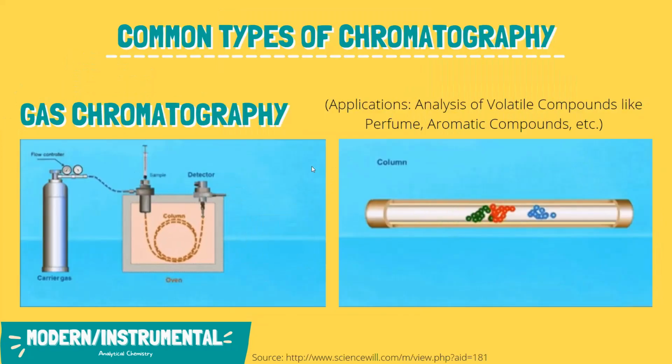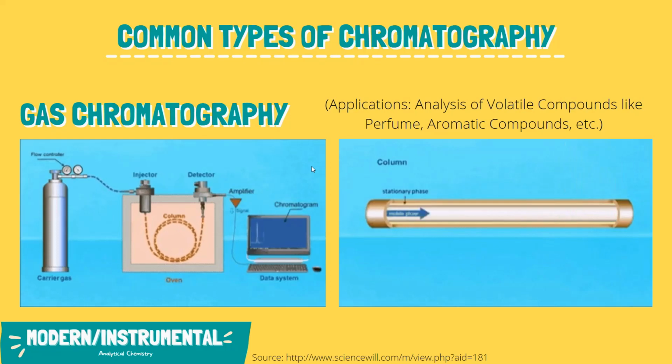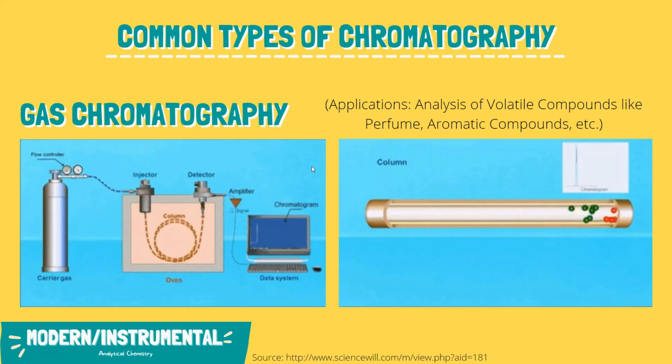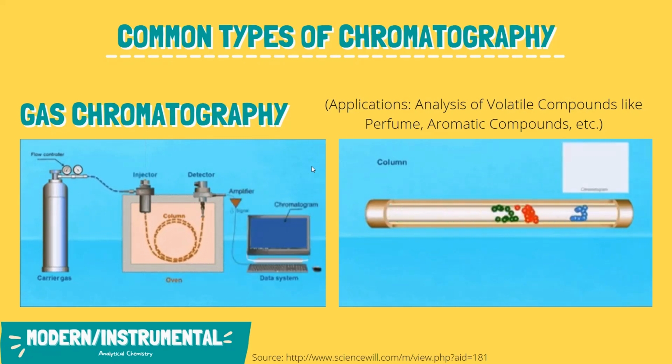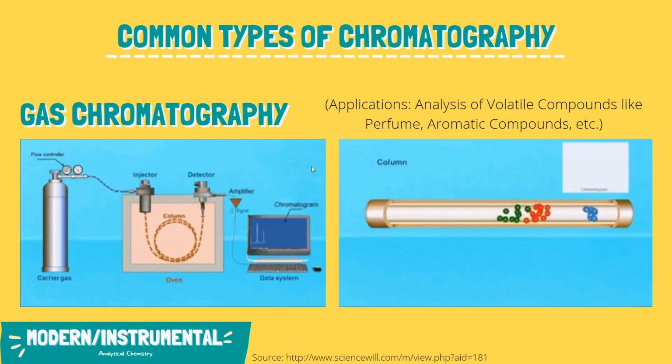Still under modern and instrumental analytical chemistry is chromatography. So we do have two common types of chromatography, gas and liquid chromatography. So basically, when we say chromatography, it's just synonymous with separation of the different components in a sample enabled by the different interactions within the column.